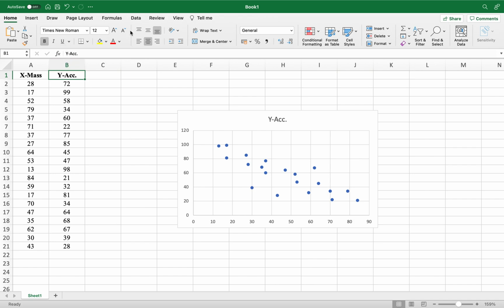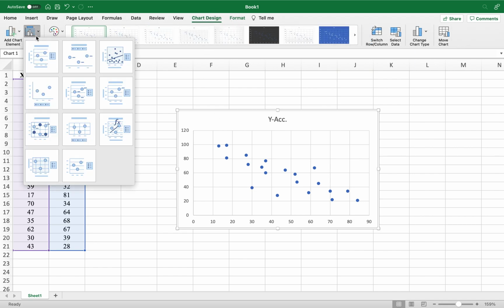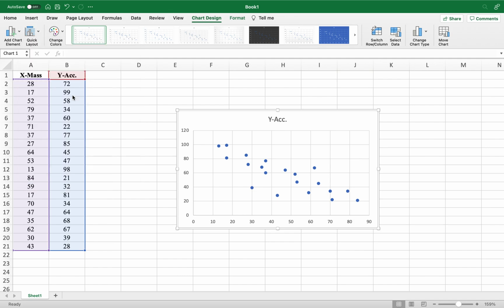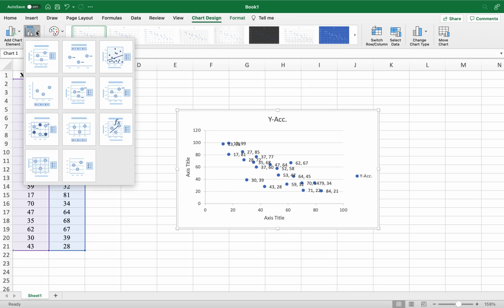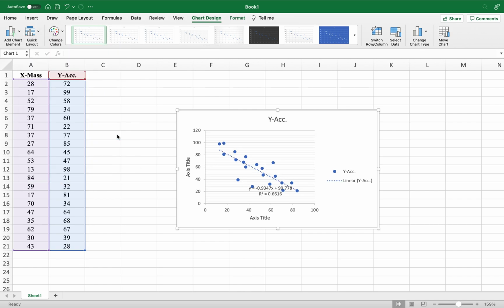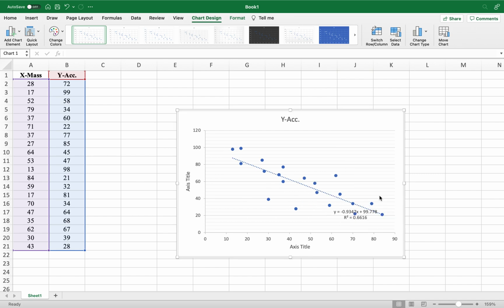Now, to have a very good graph, we must insert labels. So chart design, we go to quick layout. So quick layout, we can see here this one has labels. So if we click that, we have the x and y axis. But this one is actually better. So this one. Now, let's erase this, that, and then let's write the x-axis.